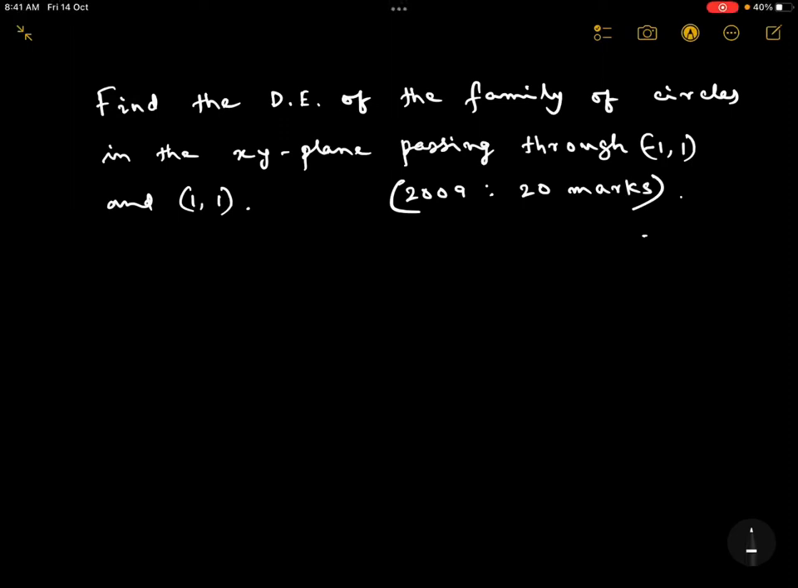Okay, today let's solve some problems which have been asked in UPSC mains regarding differential equations. So the first question is, find the differential equation of the family of circles in the xy plane passing through -1, 1 and 1, 1. Okay, let us see this circle. This is an xy plane, okay? And this circle happens to pass through 2 points, namely -1, 1 and 1, 1.